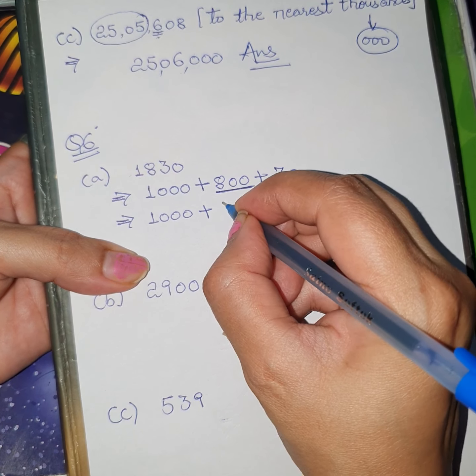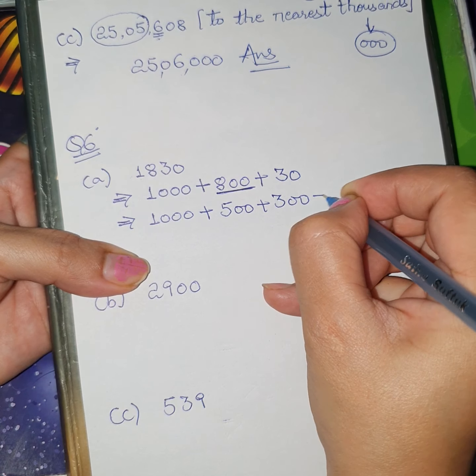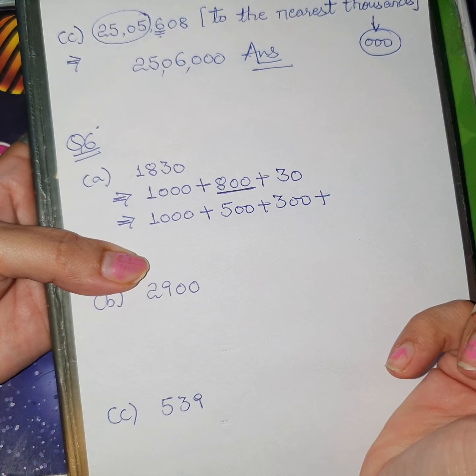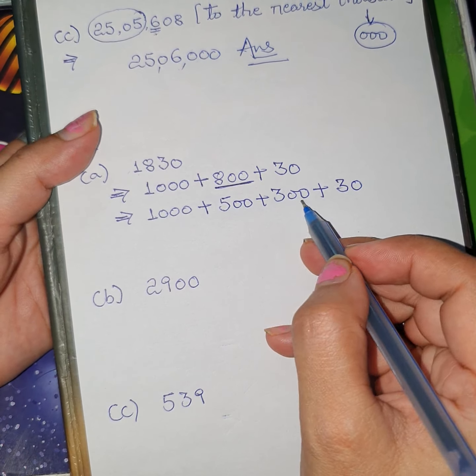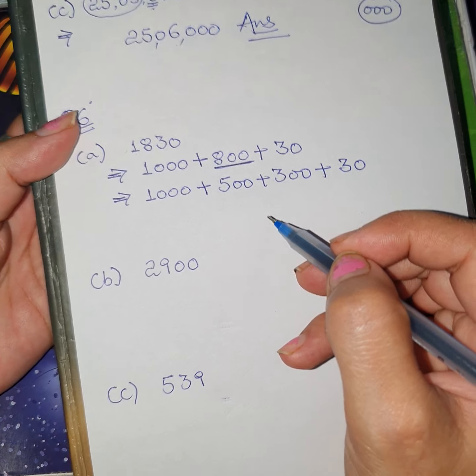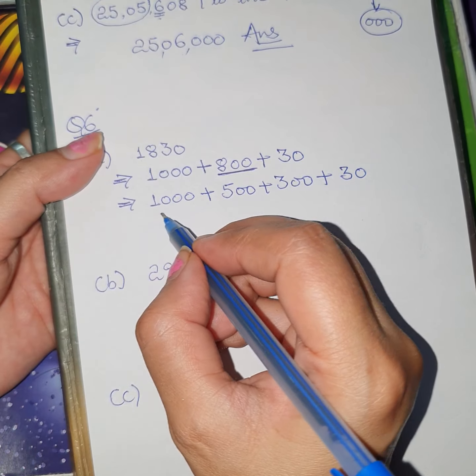Instead of this 800, I am writing 500 plus 300, because 500 plus 300 is 800 only. And then at the last I am writing 30. See, if you break it like this, then writing it in Roman numerals will become easy for you. Now see how easy it is.